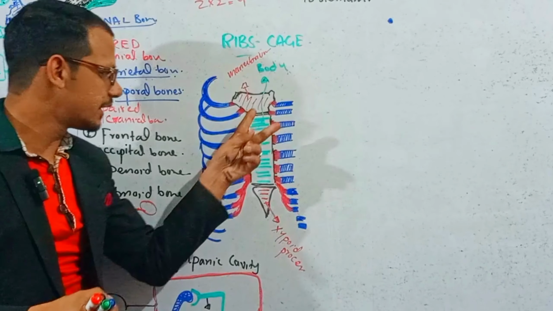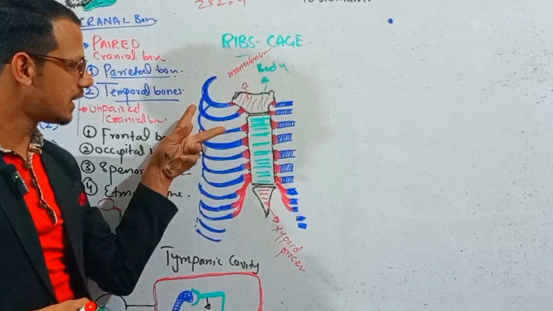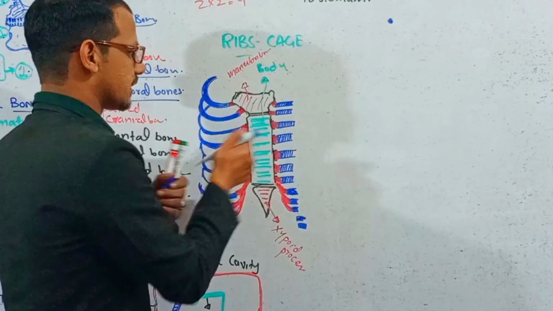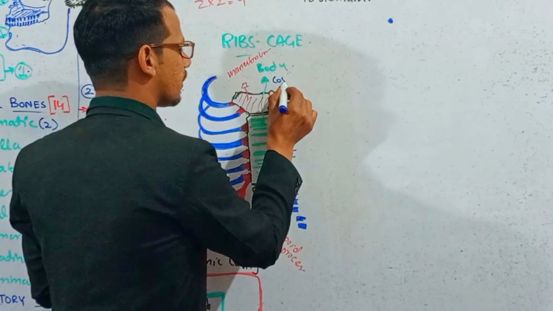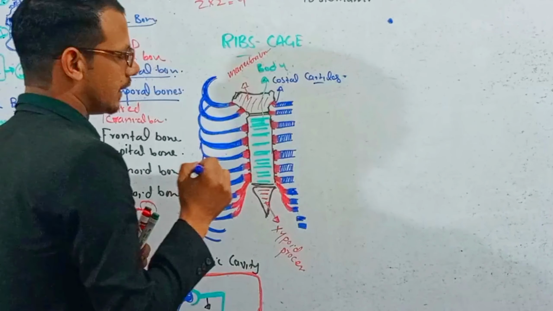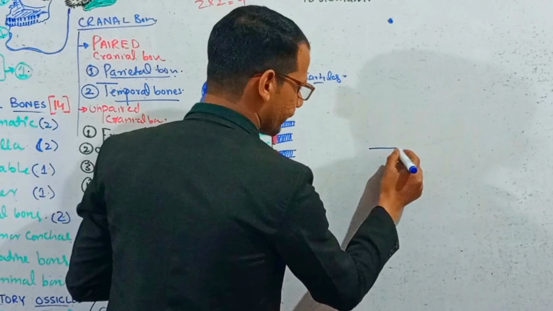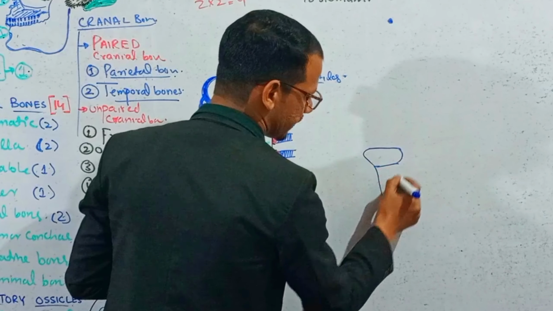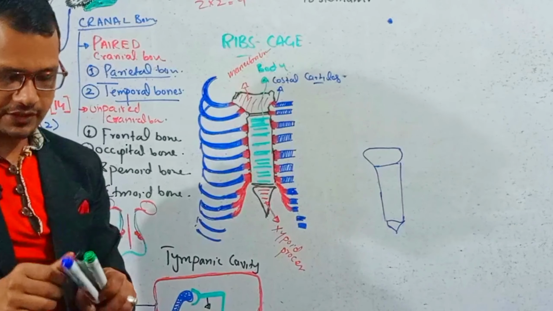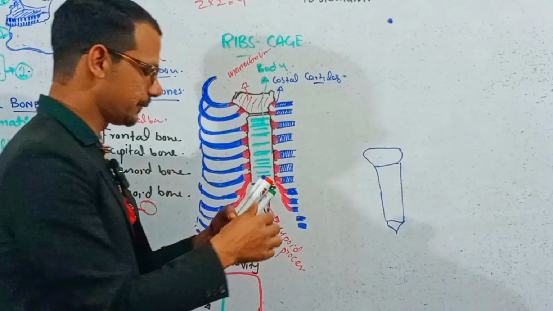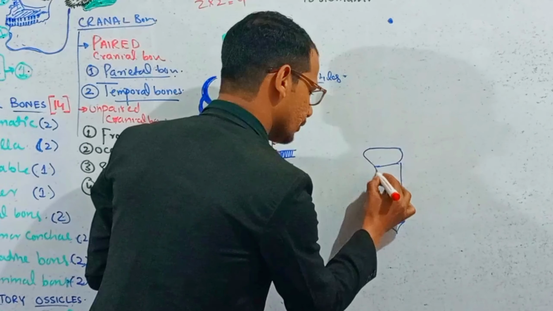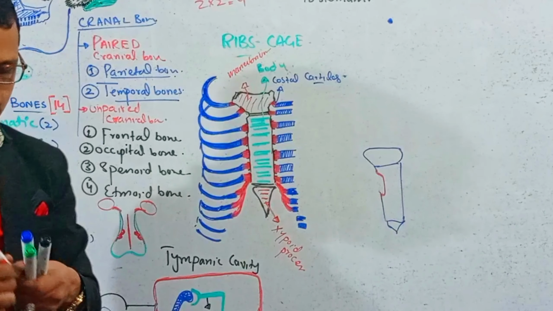Now, these red areas are the cartilages through which all the ribs are attached to the sternum, and this cartilage is called costal cartilage, right? And one other thing: on the sternum, there is an area which is responsible for attachment of the ribs. This is the area through which the ribs are attached to the sternum.